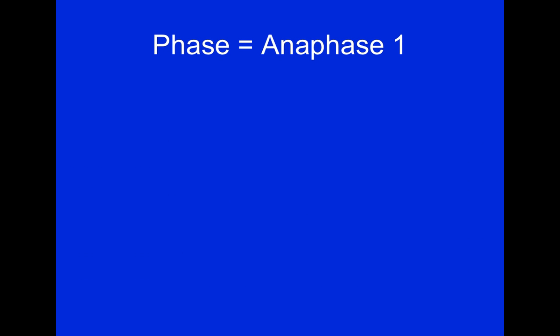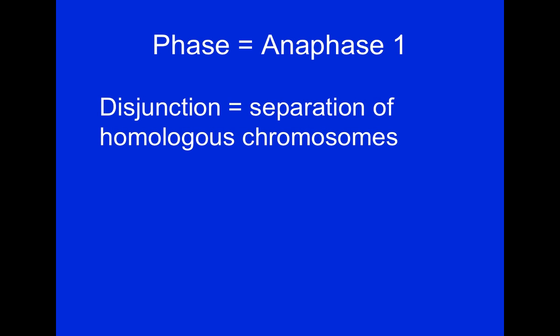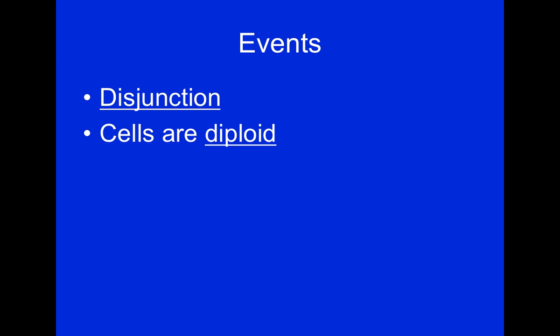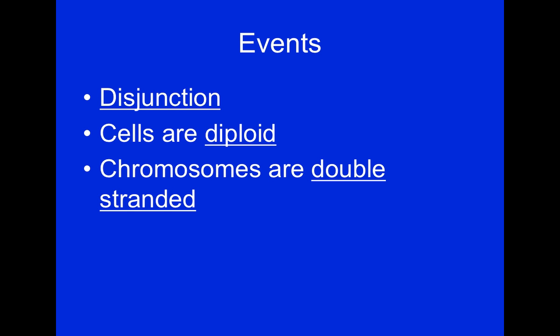We then move to anaphase 1. And in anaphase 1, we get disjunction, which is where the homologous chromosomes actually separate. So in terms of events, we get disjunction. And again, the cells are diploid, and the chromosomes are double-stranded.